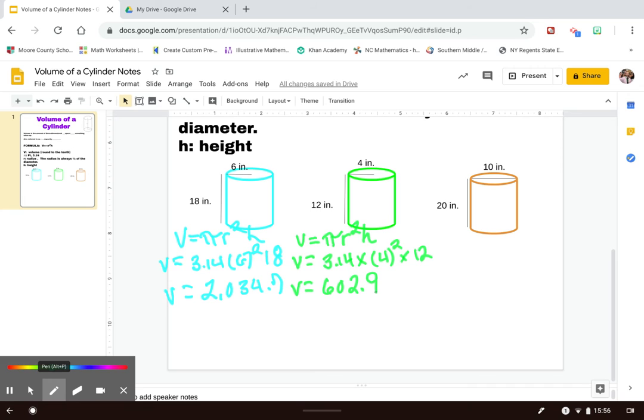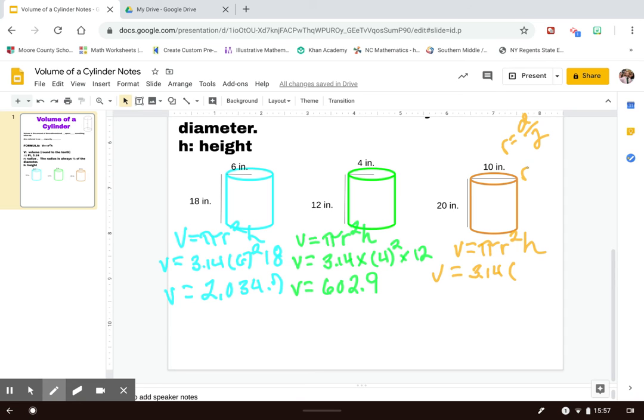For my last example, we're going to have volume equals pi r squared times the height. Again, my volume is going to be 3.14. My radius. Now, look here. This time I have a diameter, because the diameter goes all the way across the circle. Whenever I have a diameter, my radius equals my diameter divided by 2, or half of my diameter. So my radius here is going to be 10 divided by 2, which means my radius equals 5. Everyone follow that? The radius is half of the diameter.